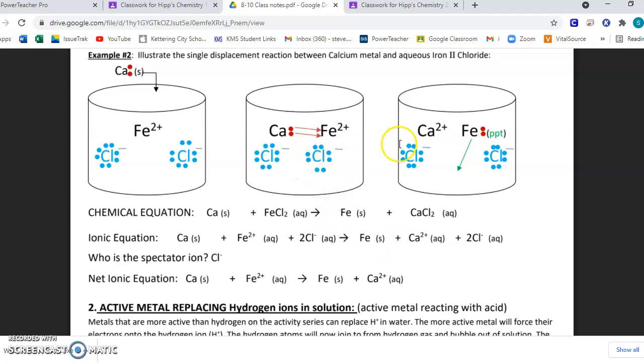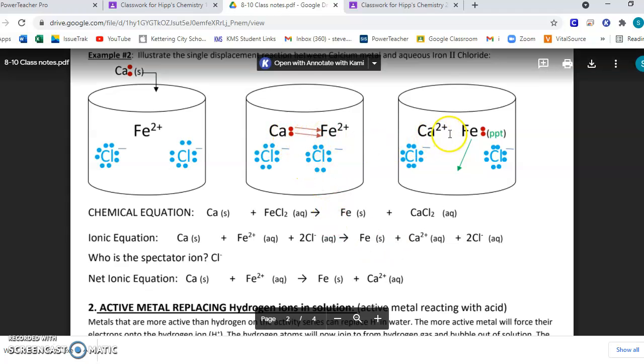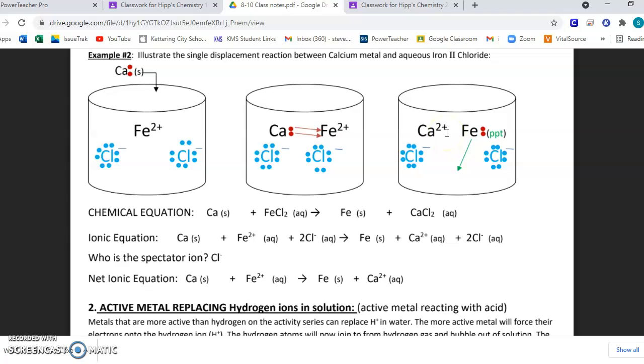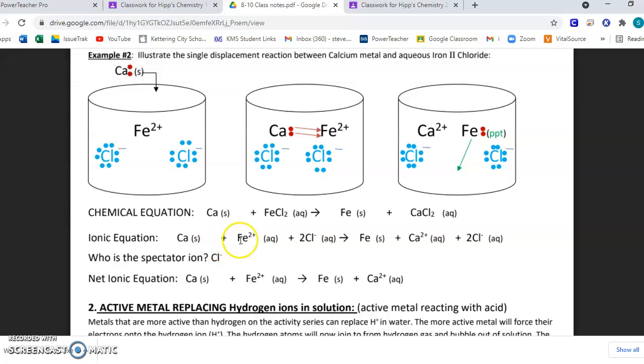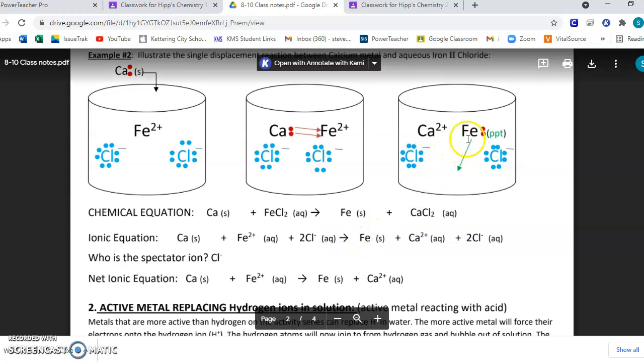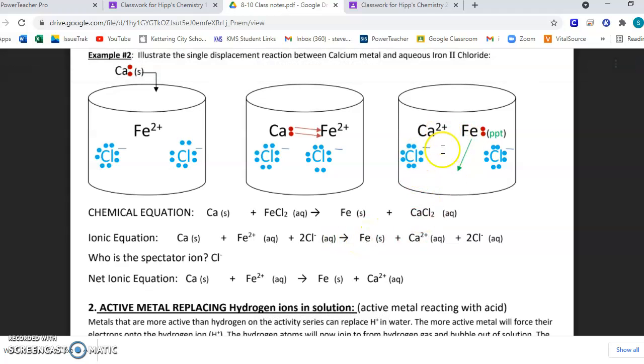Calcium got rid of its 2 electrons, as we see here in the middle beaker, causing it to become 2 plus. There it is, calcium 2 plus. The chloride ions are still floating around. They didn't do anything. So our ionic equation, Ca plus Fe2 plus plus 2Cl minus will go to Fe, which is shown here, Ca2 plus, which is shown here, and the 2 chloride ions, which are floating around.